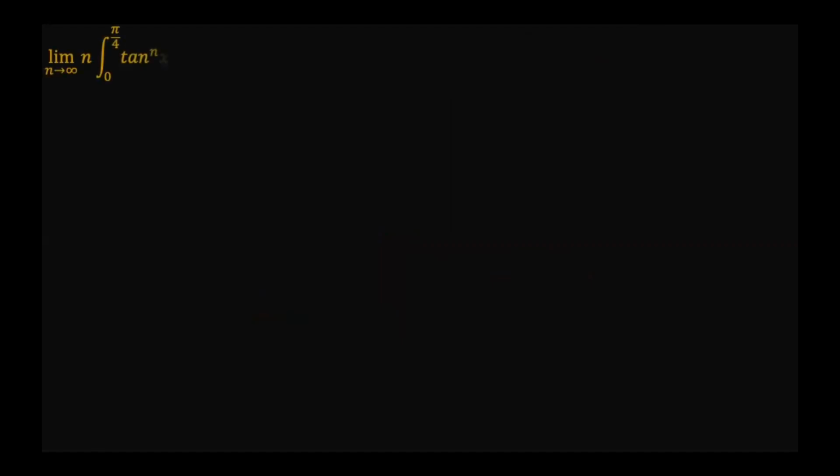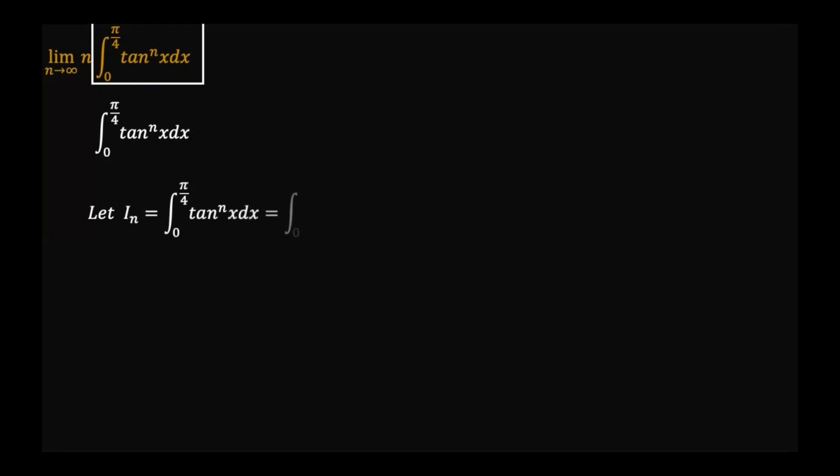The limit as n tends to infinity of the product of n and the integral of tan to the power n of x from 0 to pi over 4. We could begin by focusing first on the integration part. Integrating tan to the power n of x from 0 to pi over 4 is an interesting endeavor. The first thing I'll do is let I_n be that integral, so that we can rewrite tan to the power n of x as tan to the power n minus 2 of x times tan squared x.